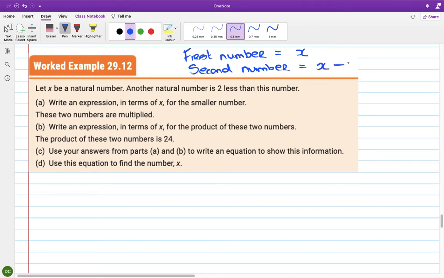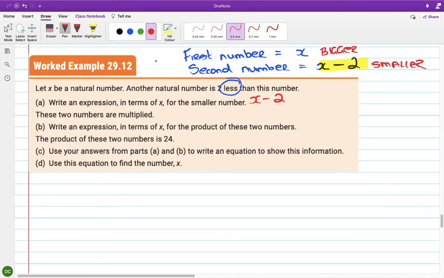So when we're going less, we're doing minus. The previous one, it was like the width and then the length was 3 meters more than, so we did adding. Here it's less, so we subtract. So write an expression in terms of x for the smaller number. So that's that. Okay, this number is bigger and this number is 2 smaller. So the answer to the first part is x minus 2.